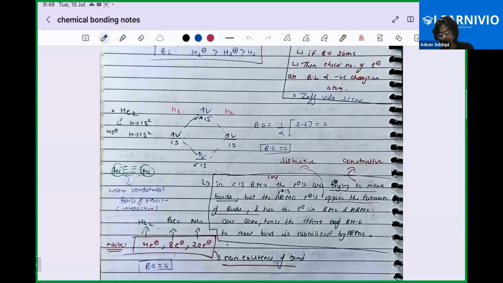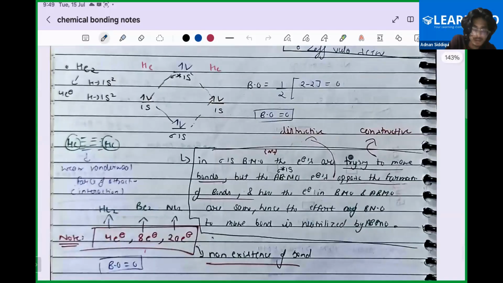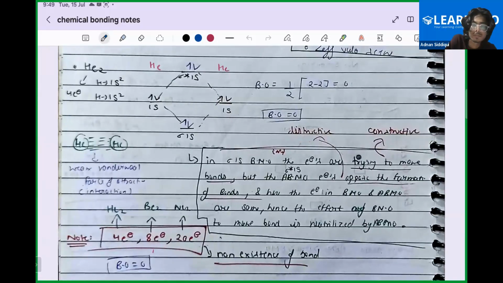Then two helium atoms have four electrons. So we need to fit four electrons in the 1s orbitals. Two electrons go to the sigma 1s, and two electrons go to the sigma star 1s. So if we count the electrons in the sigma 1s and sigma star 1s, you get half into 2 minus 2, as I said, the formula. So it's going to be 0 by 2, and it's going to be 0.